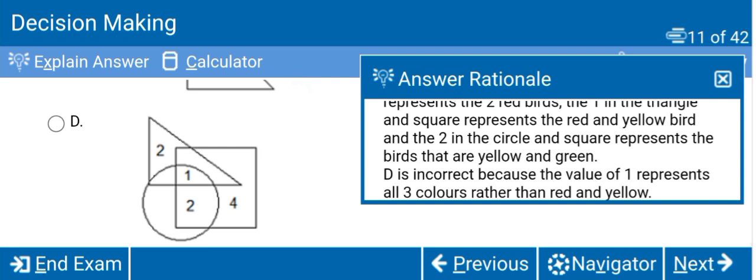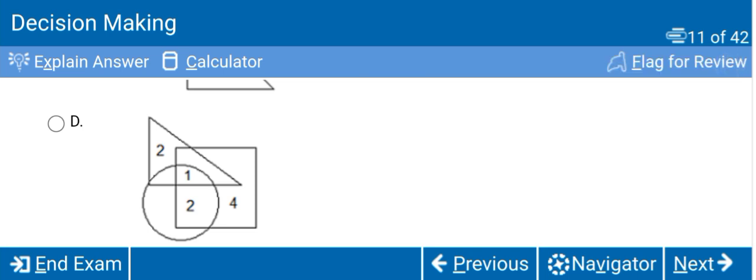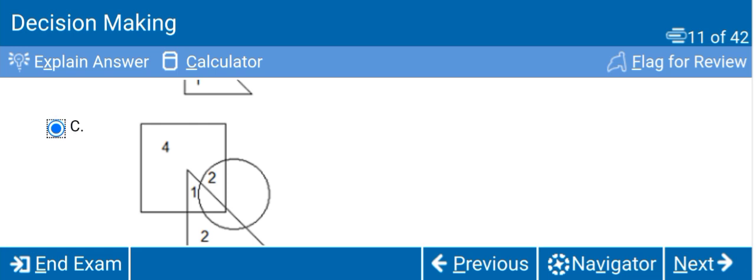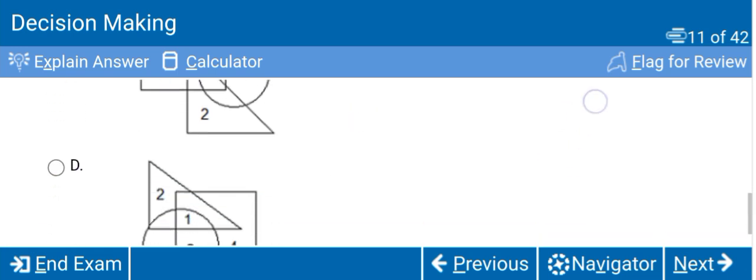Then we have option D, which is incorrect because the value of 1 represents all 3 colors rather than red and yellow. So now we can say that option C is the correct option. So this one, option C with this diagram, is the correct option.